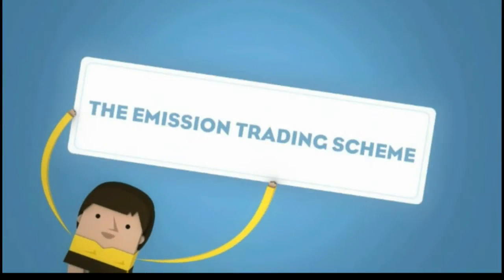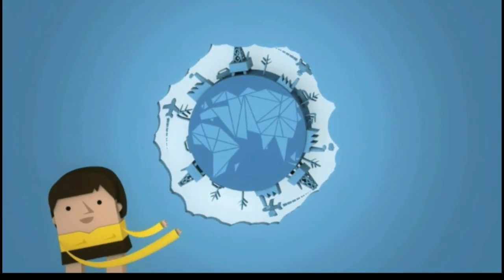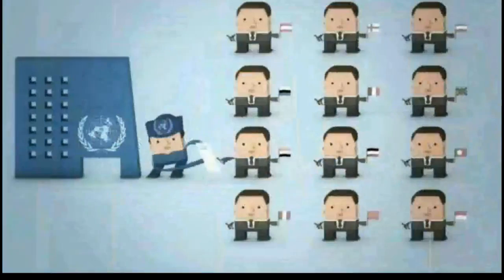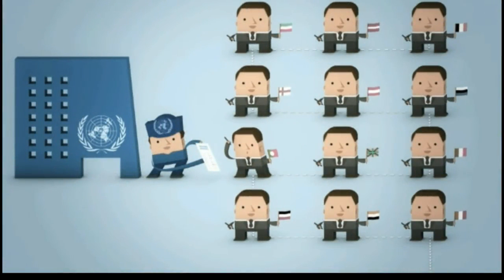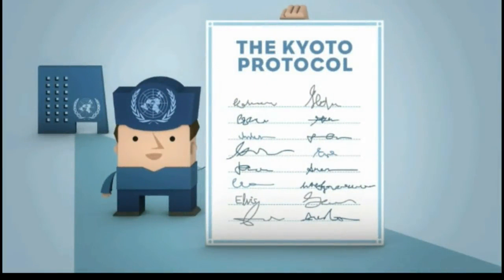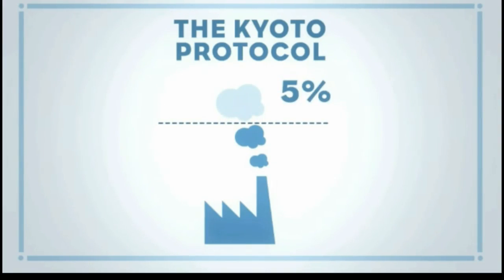So how does the emission trading scheme actually work? The emission trading scheme determines how much CO2 and other greenhouse gases we can emit. In 1997, most of the countries in the world signed the Kyoto Protocol. The aim of this agreement is that all industrialized countries should reduce their total emissions of greenhouse gases by at least 5% from 2008 to 2012, compared to their emissions in 1990.